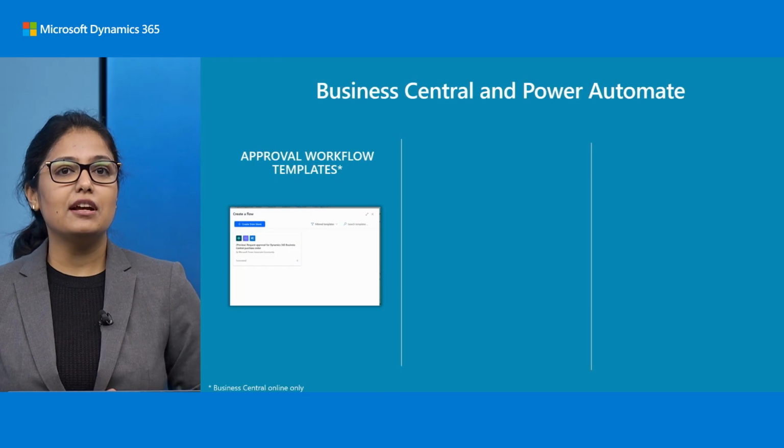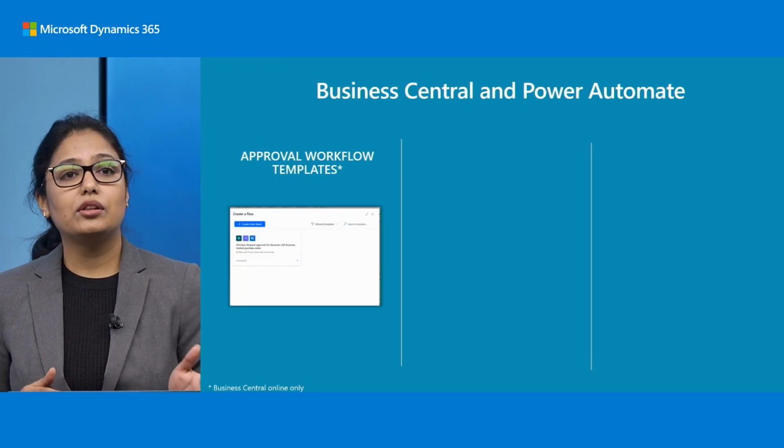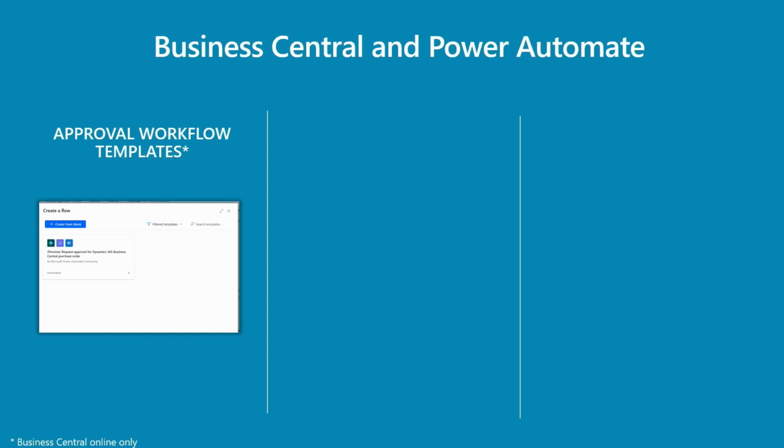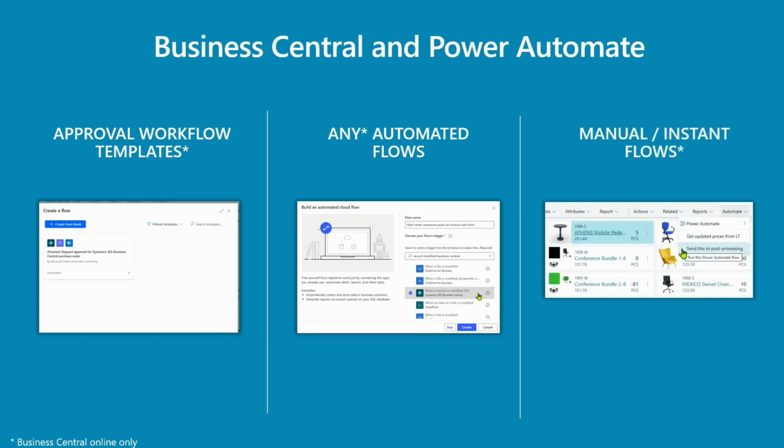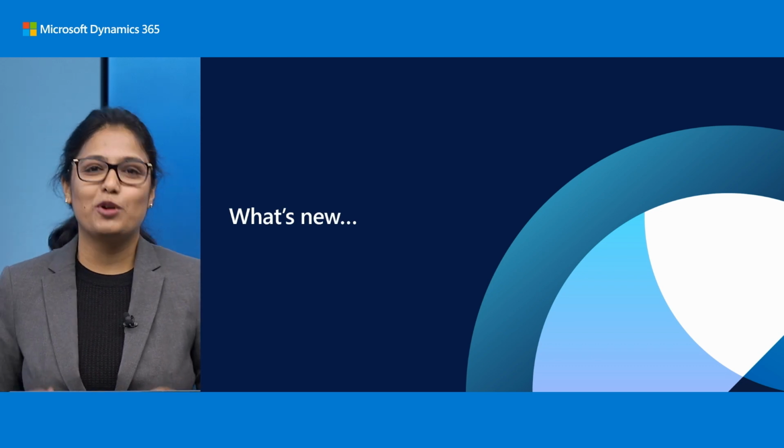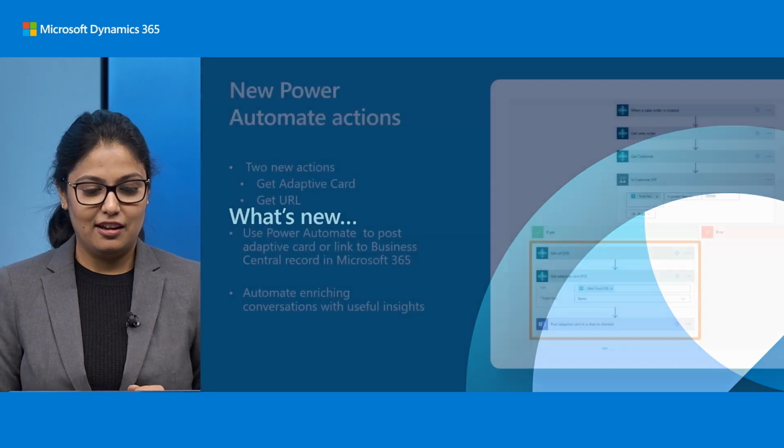But talking specifically about Power Automate, there are three ways to start using Power Automate with Business Central. There are the approval workflow templates, the automated flows, and then the manual flows. But let's talk about what's new in this wave.